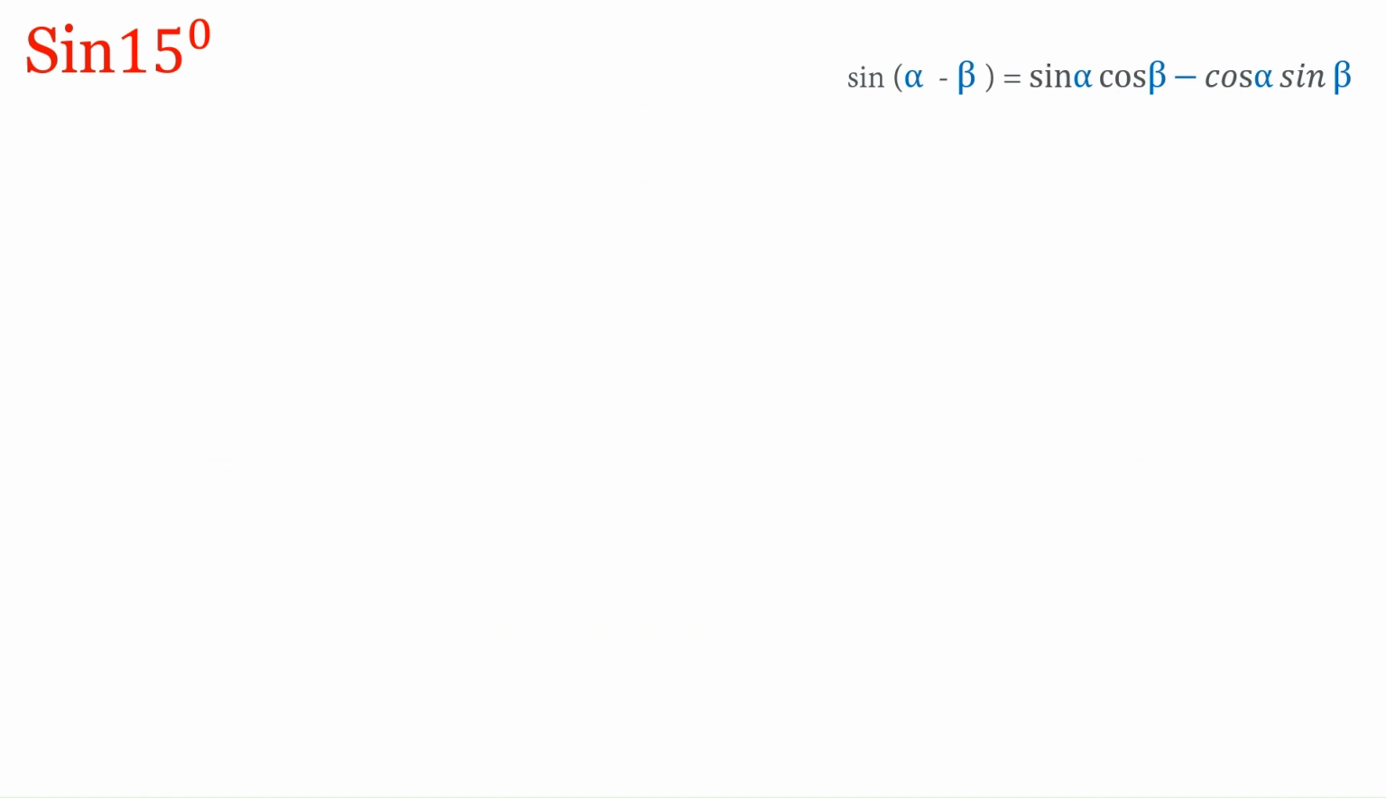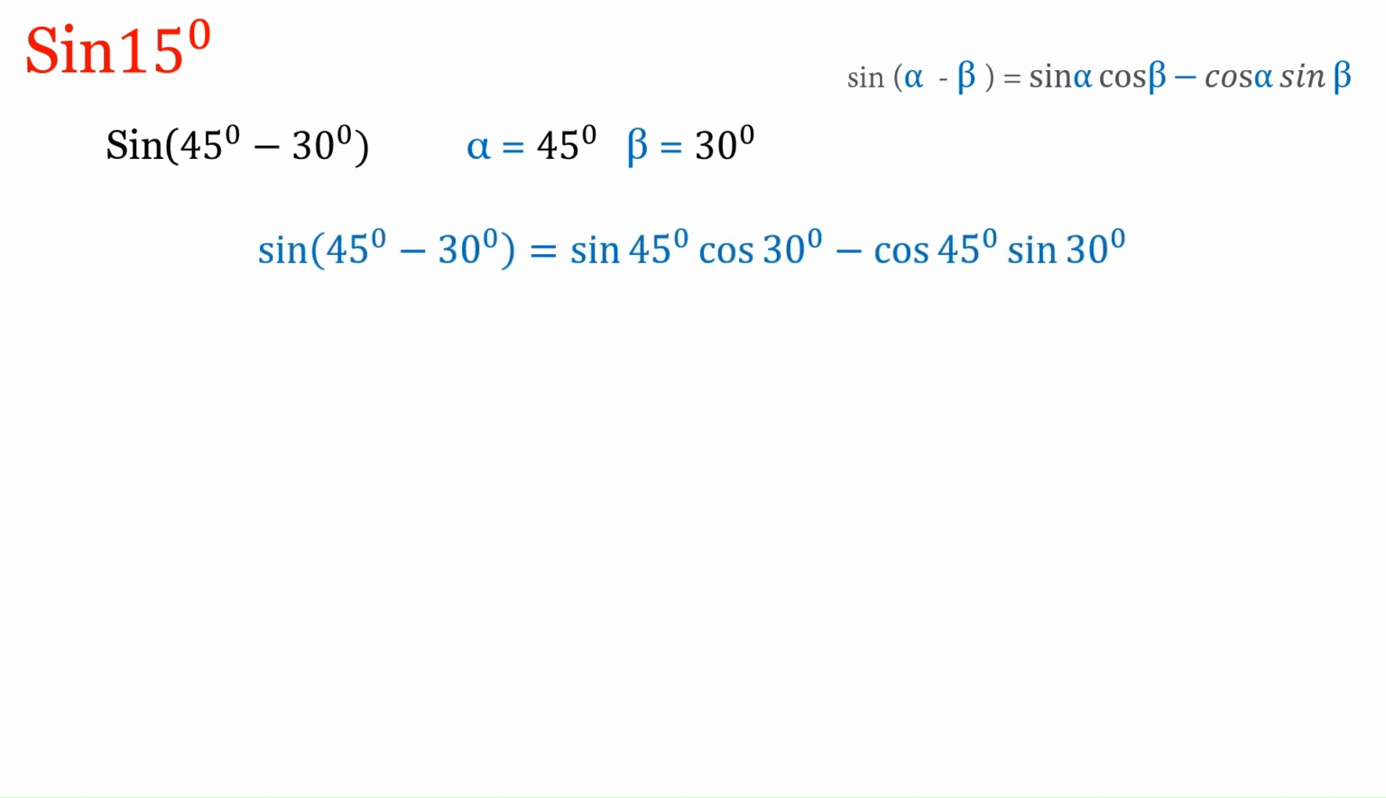For sine, the difference formula is sine (alpha minus beta) equal to sine alpha cos beta minus cos alpha sine beta. Now, this 15 can be written as 45 minus 30. So, sine 15 is nothing but sine (45 minus 30). When we compare this with the actual formula, in place of alpha we have 45 and in place of beta we have 30. So substitute these values in the formula and it will get modified like this.